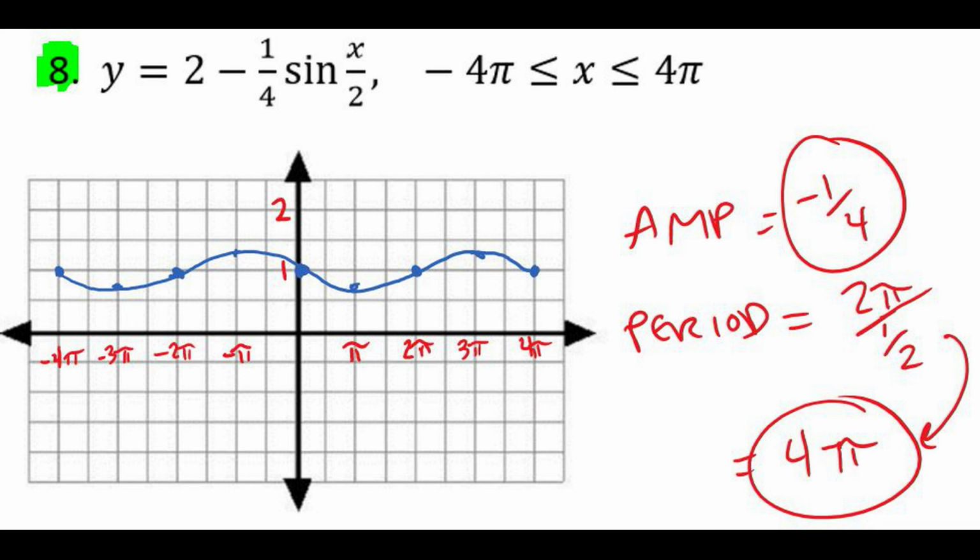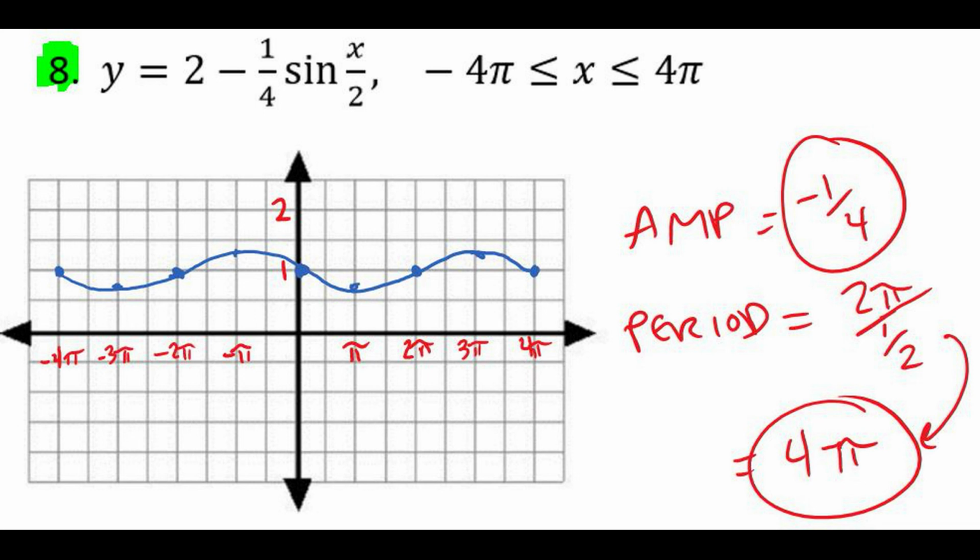So this is going to do a full cycle in 4 pi, and that's convenient because that's all I'm counting to the left and right. So I'm going to do a full cycle left, full cycle right, and that's what I end up with. The +2 at the very beginning shifts the whole graph up 2 units, and looking at it now, I did not do this right because it should be centered on the 2 instead of a 1. So my graph is technically not right.